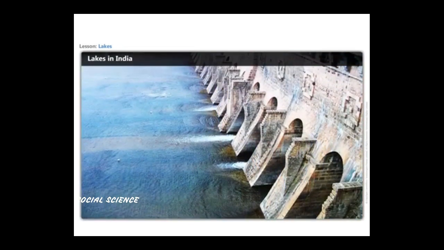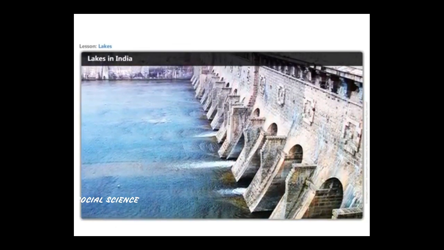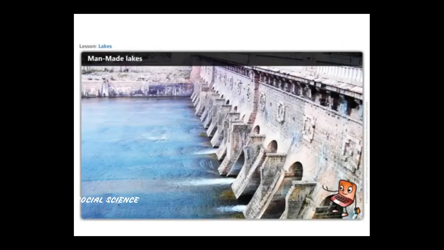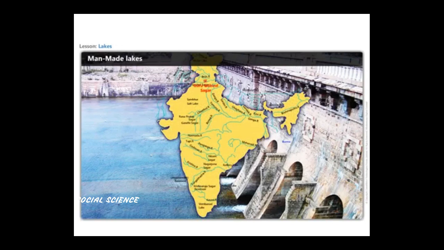Apart from natural lakes, the damming of rivers for the generation of hydel power has also led to the formation of lakes. Can you name some man-made lakes? Guru Gobind Sagar, Gandhi Sagar, Nizam Sagar, Hirakud, Nagarjun Sagar, Krishnaraj Sagar, Stanley Reservoir, Govind Ballabh Pant Sagar, etc. are some of the man-made lakes.